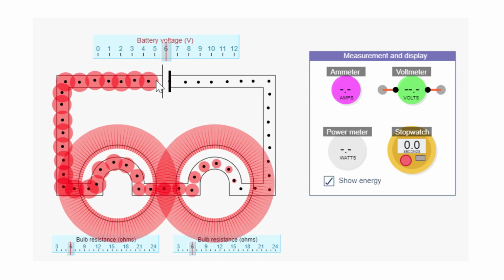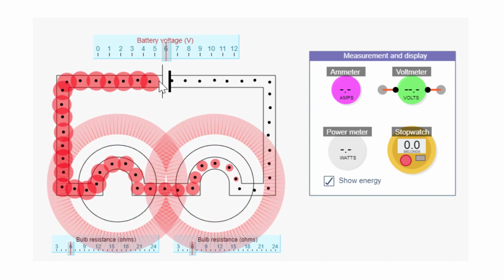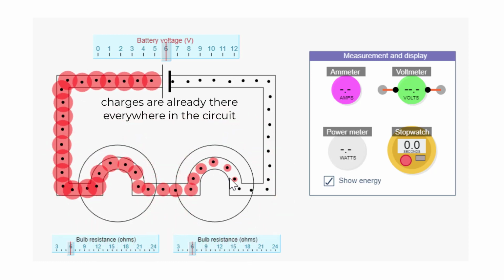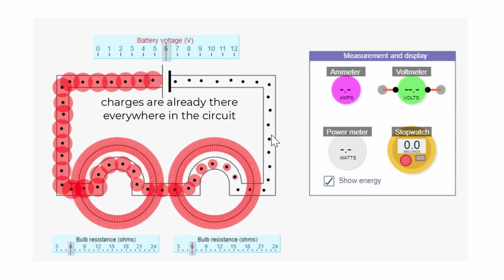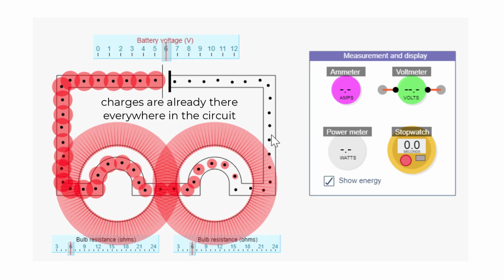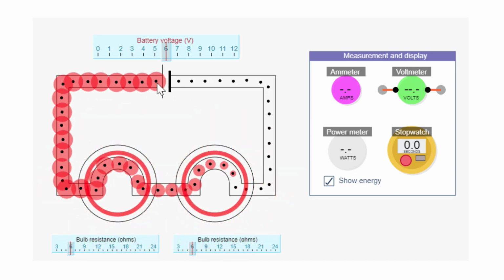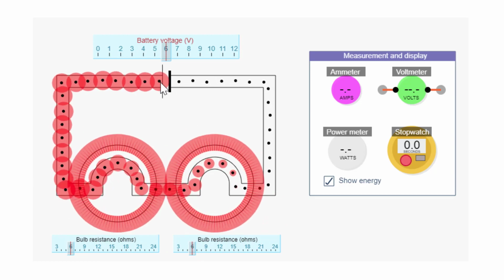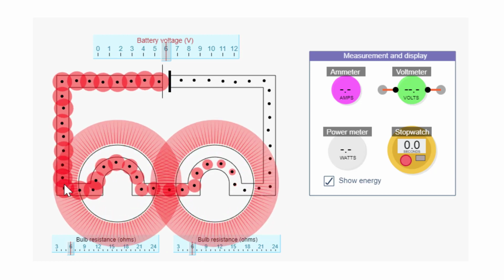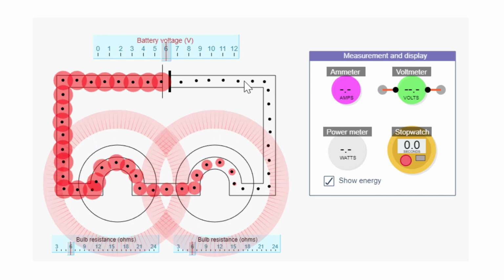Remember that the charges don't begin at the battery. They're already there everywhere in the circuit because they represent electrons, or clumps of electrons, and they all start moving very slowly everywhere at the same time. But if we follow one of these charges from the battery and wait a long time for it to make its way all the way around the circuit, then it would lose all of its energy.